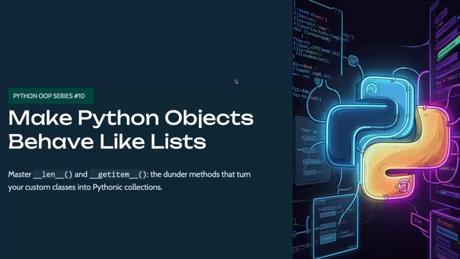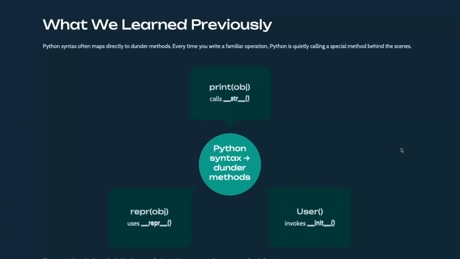Now, in the previous lesson, we learned that Python syntax often maps directly to Dunder methods. When you create an object user, Python calls init. When you print an object, print obj, Python calls str. And when you use repr of obj, Python calls the repr method. Today, we'll discover that exactly the same thing happens with len of object and object index. These operations are also powered by Dunder methods. Now, this might not make much sense right now, but I promise you it will later on.